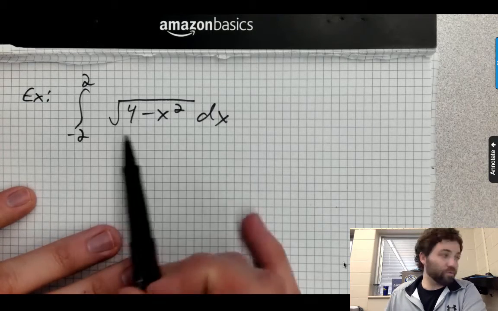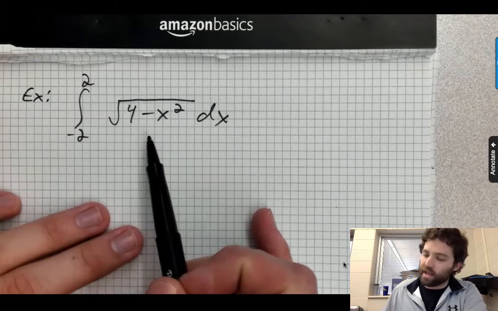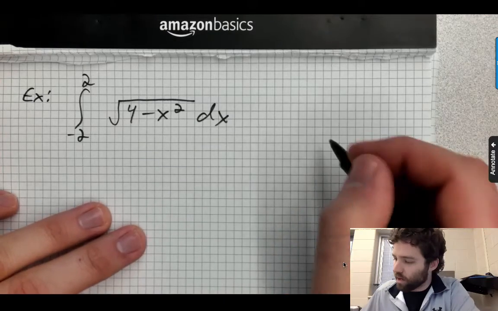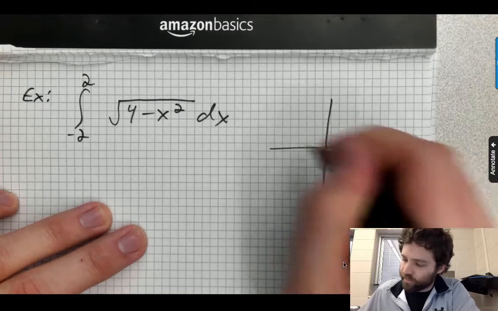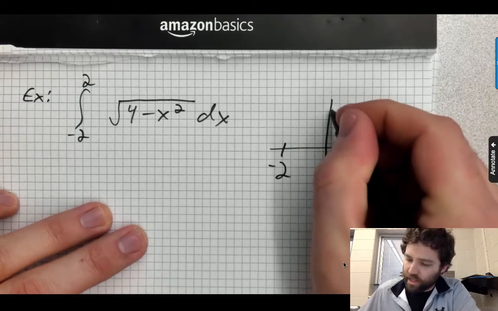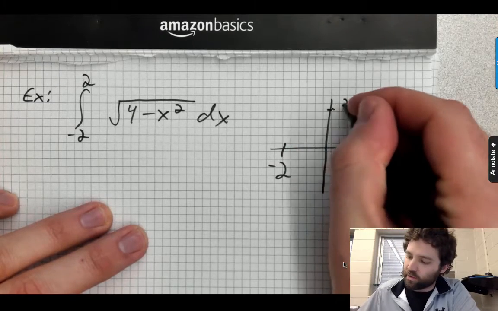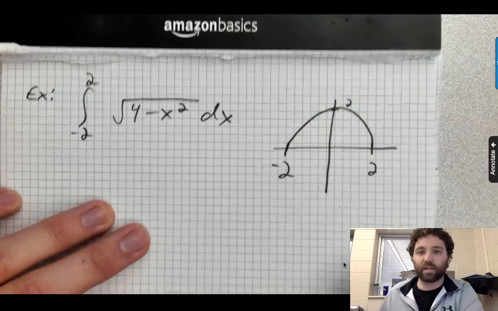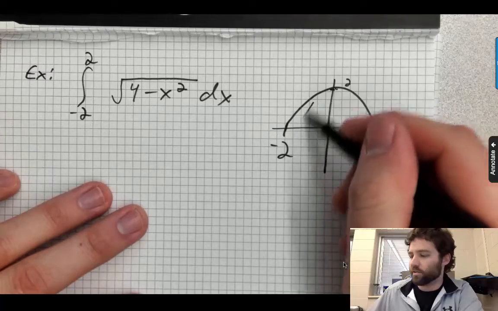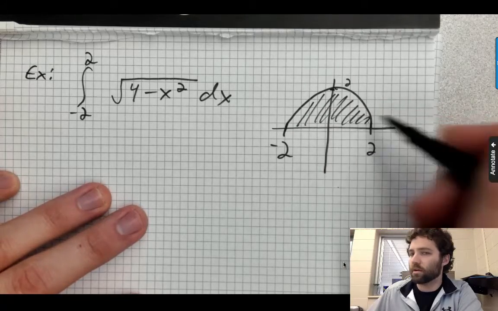And at this point, we're just hoping that it's a shape or an area that we know how to compute. So here's what the square root of 4 minus x squared is. It is a semicircle. Okay, so if I sketch this out, it's going to go from negative 2 to 2, and it will intersect the y-axis at 2. So you get this kind of a curve. And mine doesn't look like it, but it's a semicircle. And so we're trying to find this area here.